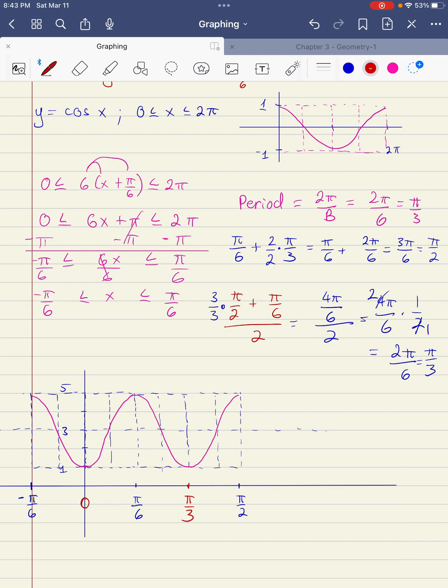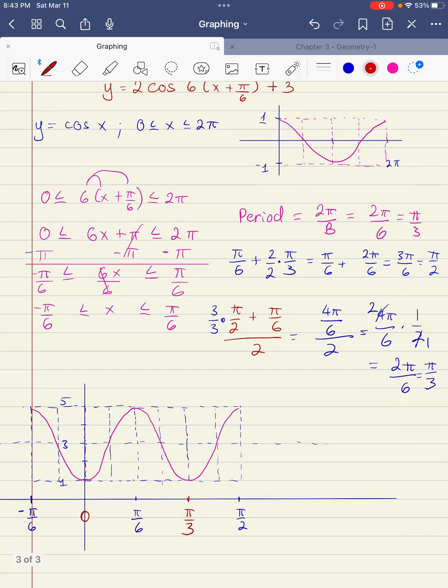And then so on and so on. You can just add another pi over 3 to find another period of this graph cycle.